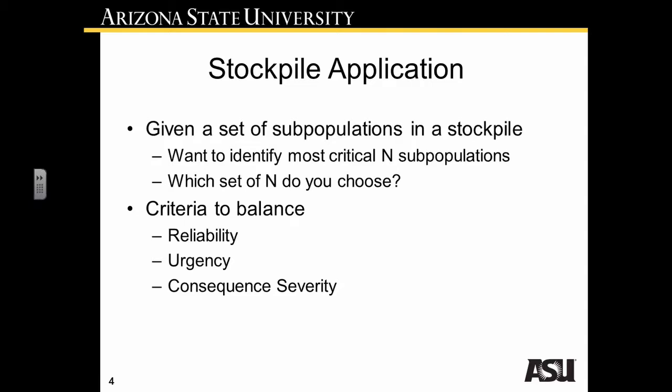But they only have so many resources to give, so they don't want to just select one, they want to give it to several. How do we choose which set of these subpopulations to give the resources to? They have several criteria that they would like to balance. So one is a reliability metric, one is urgency, and the third one is consequence severity.